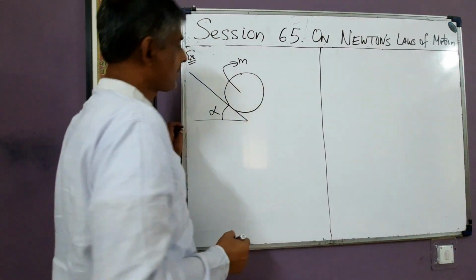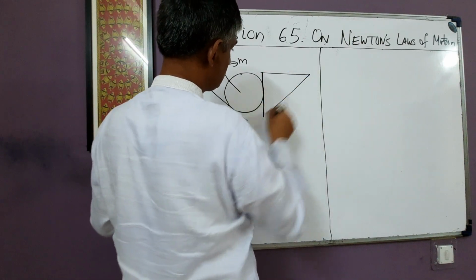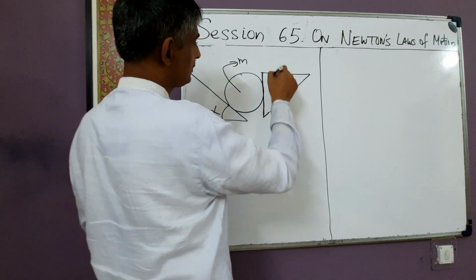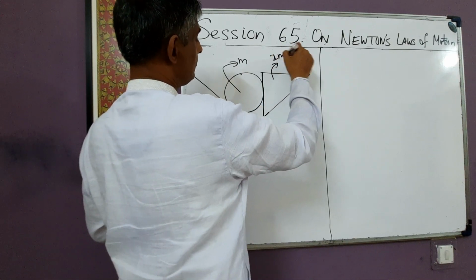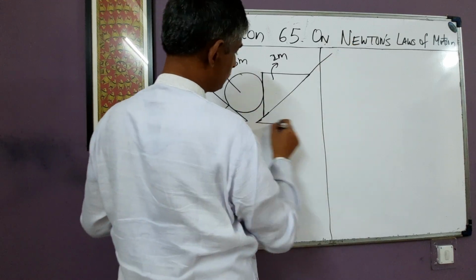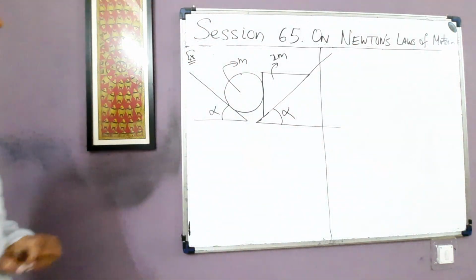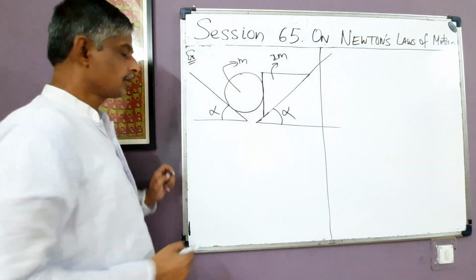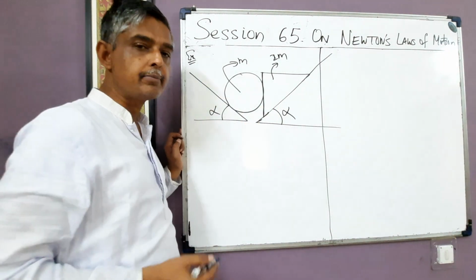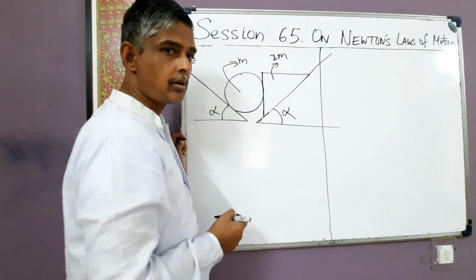And here there is a wedge with a vertical face. This is the wedge, and its mass is 2m. This wedge is free to slide along a smooth inclined plane, which also makes an angle of alpha with the horizontal. So these are two fixed smooth inclined planes. Each of the inclined planes makes an angle of alpha with the horizontal.